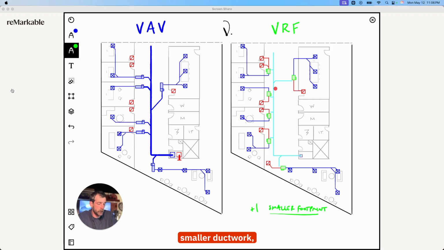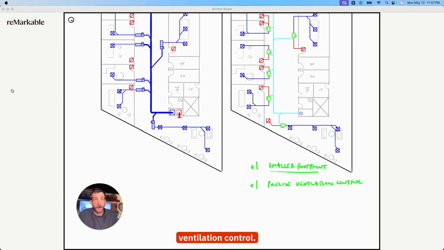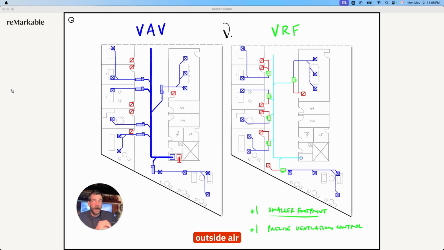It's going to be smaller ductwork, which actually brings me to my second pro for VRF, which is precise ventilation control. Because we're not mixing our outside air at the central unit or at the system level in a VRF system, that means we do not have to accommodate for the space with the highest outside air ratio, and we can just deliver the exact amount of CFM needed for each zone. In short, you don't need to over-ventilate, which is a plus for efficiency.